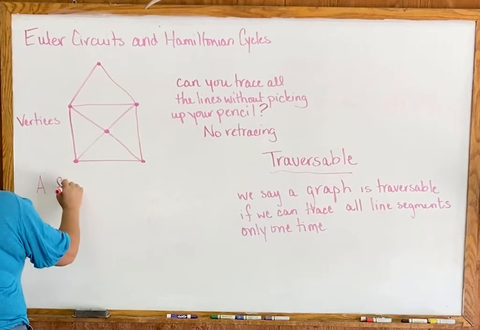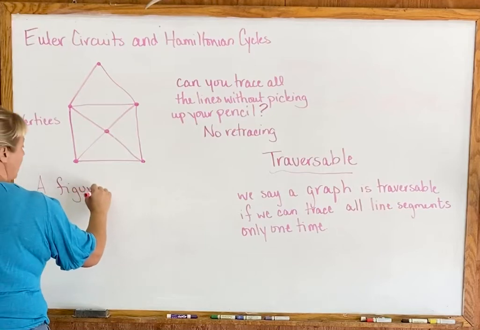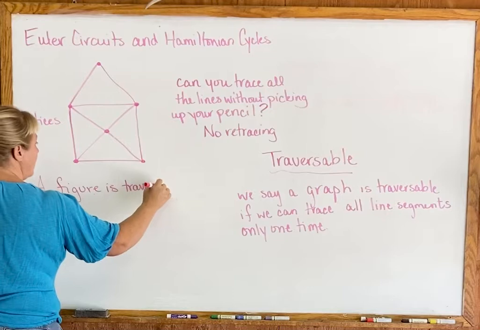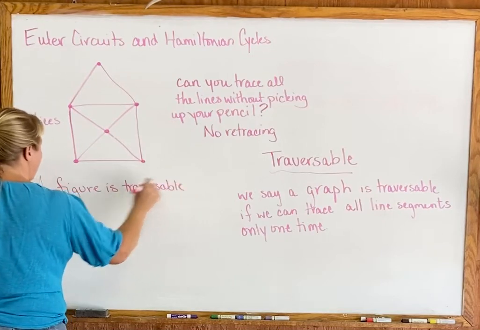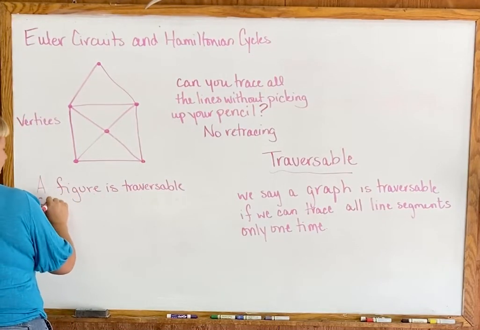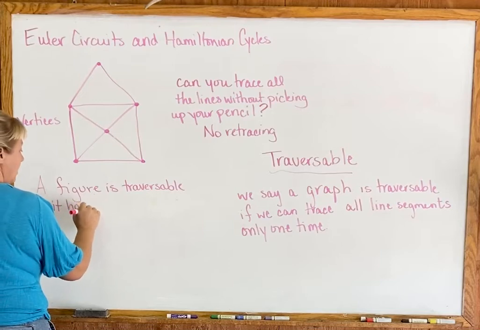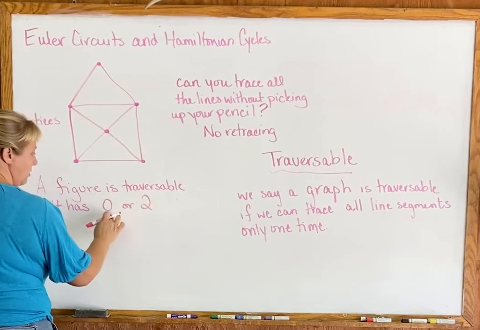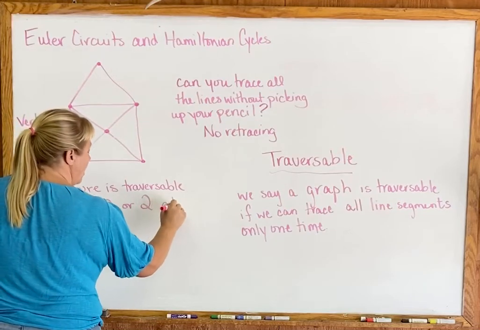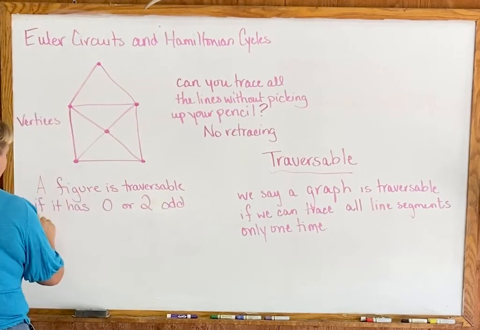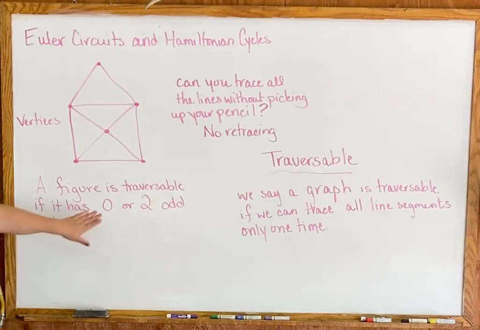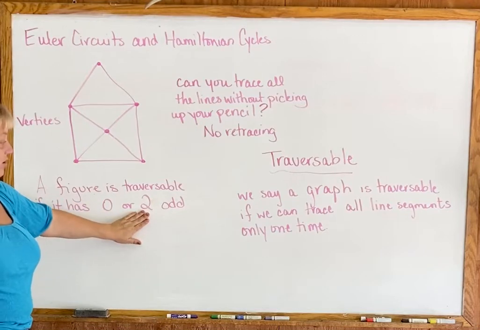A figure is traversable if it has 0 or 2 odd vertices. So we'll get to the 0 in a minute. That's even more special, but right now we've got these 2 odd vertices.